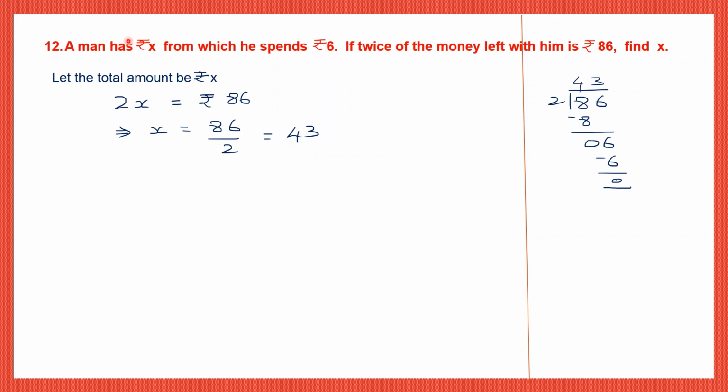But there's one more part which says that he spent 6 rupees. So to find the total amount, we have to add the 6 rupees to 43 here. So x is equal to rupees 43 plus the rupees 6 that was spent. So we have found the value of x to be 43 rupees plus 6 rupees is 49 rupees. So the answer is x is equal to 49 rupees.